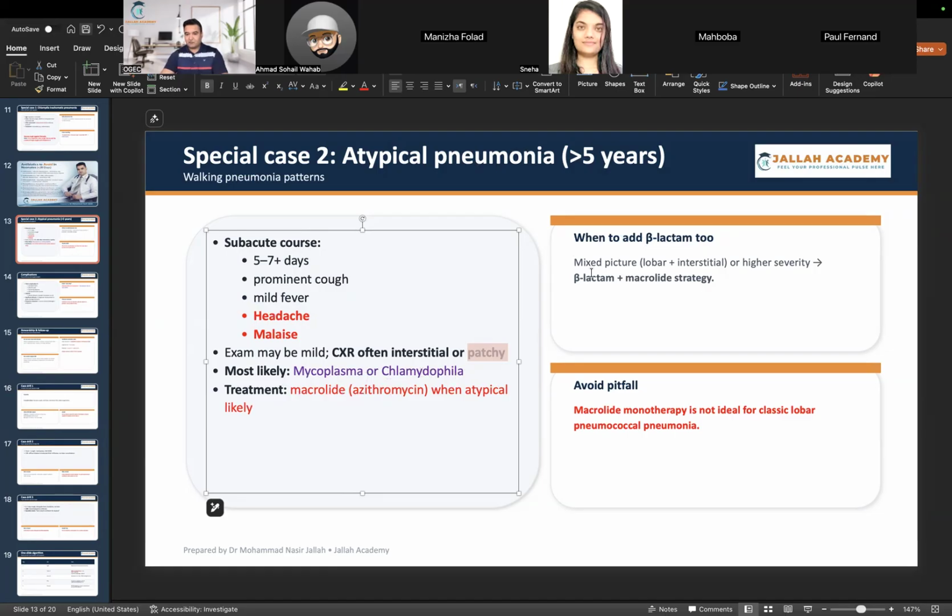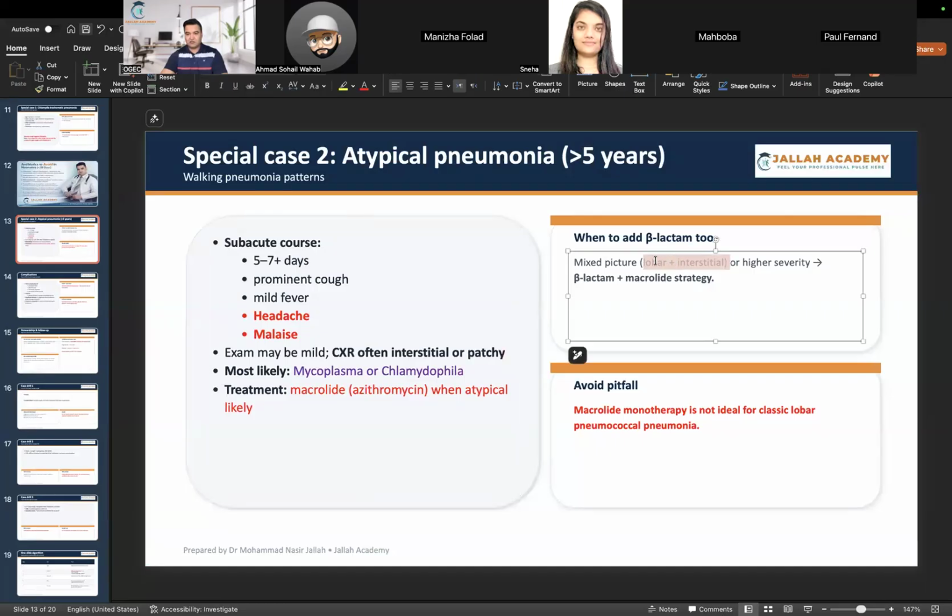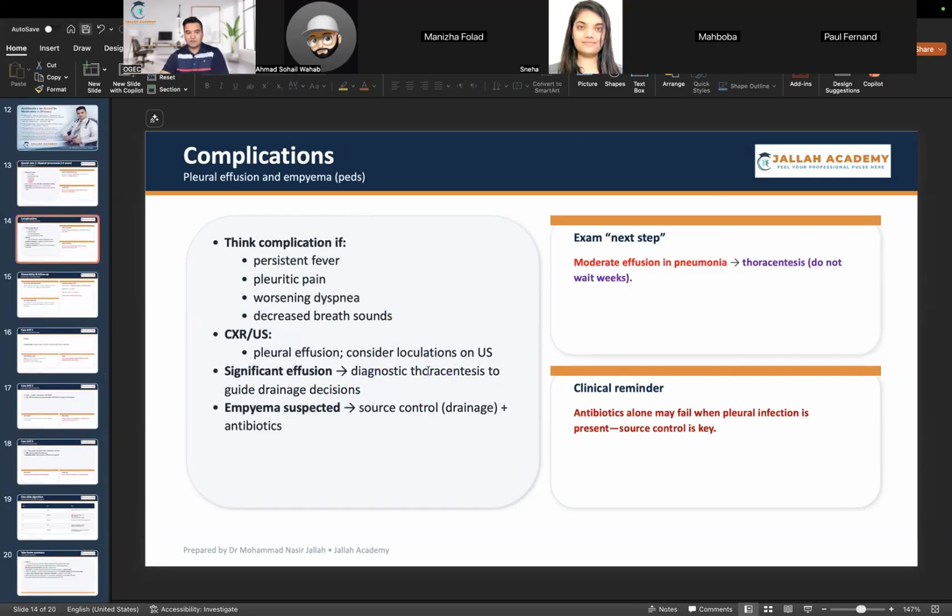When to add beta-lactam to a mixed picture. If you have a mixed picture of lobar and interstitial, remember, in this condition, you can add amoxicillin plus azithromycin. Lobar plus interstitial, or higher severity, then you combine amoxicillin for the lobar and azithromycin for the interstitial. Avoid the pitfall: macrolide monotherapy is not ideal for classic lobar pneumonia. For that you have to use amoxicillin.